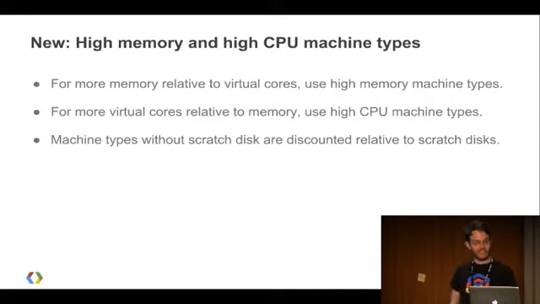So now on to the new, exciting, awesome stuff. When we launched, you had one option for amount of memory. Now we have three amounts of memory for any given CPU size. We've also slipped in a discount on machines that don't have scratch disks. You don't need it. You don't pay for it. And everyone's happy.